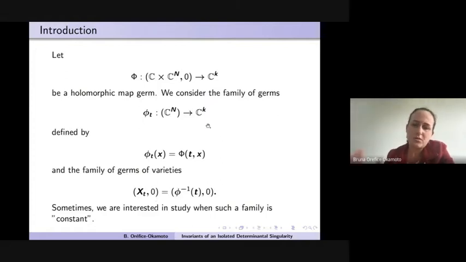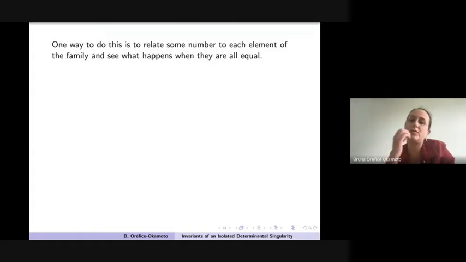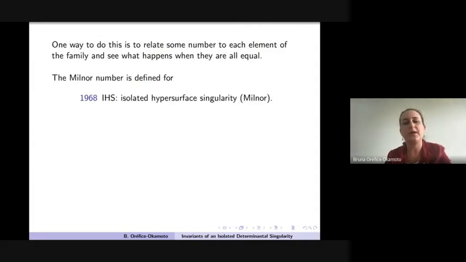So, with a family more or less like this, sometimes we want to study when such a family is constant in some sense. And one way to do this is to relate some number to each element of the family and see what happens when they are all equal. For instance, in this sense, we have the Milnor number, which is defined for an isolated hypersurface singularity. It was defined by Milnor in 1968.